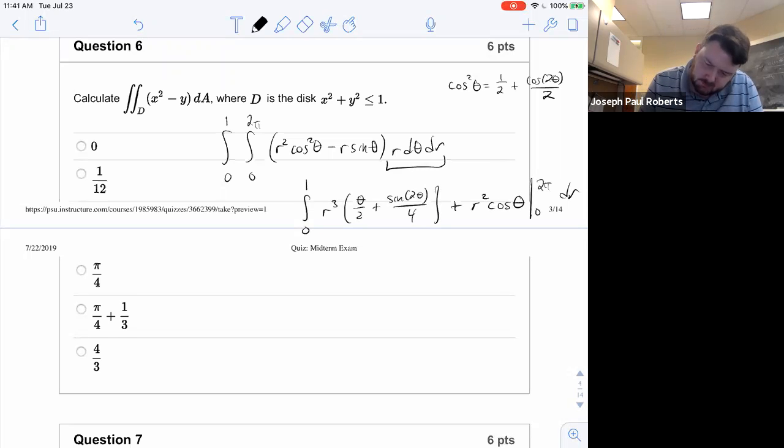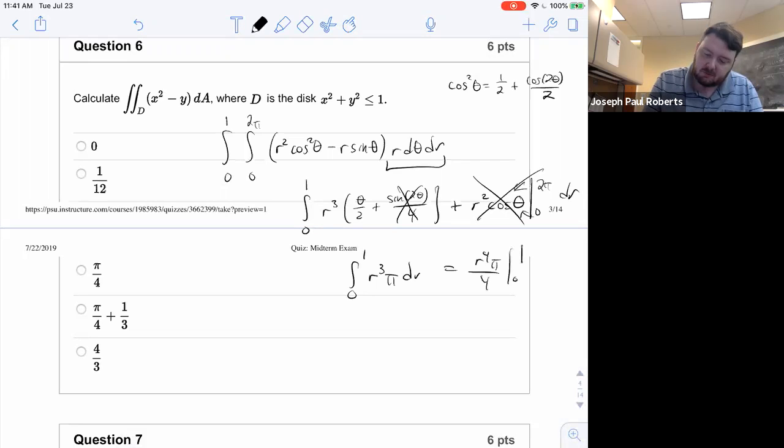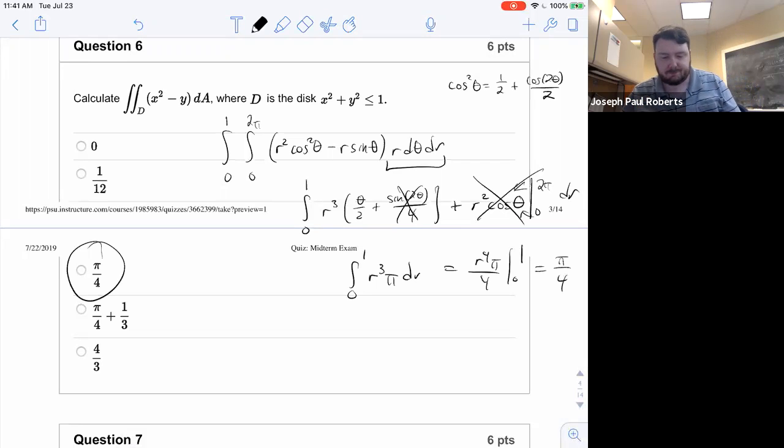So it looks like cosine theta is 2 pi periodic. So when I plug in 2 pi and 0 and subtract, that's going to go away. And then, well, that's going to go away too because sine of 0, sine of 4 pi are 0. So I'm really just left with 0 to 1 of r cubed pi dr. So r to the 4th pi over 4, 0 to 1. So pi over 4 looks like it is. So be careful, periodic antiderivatives cancel out.